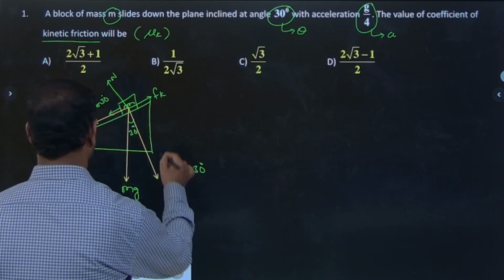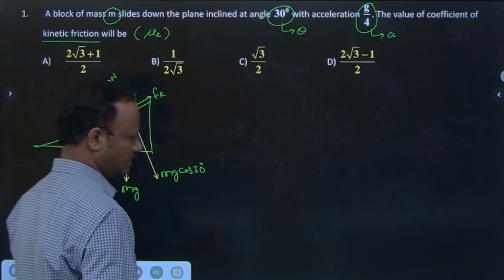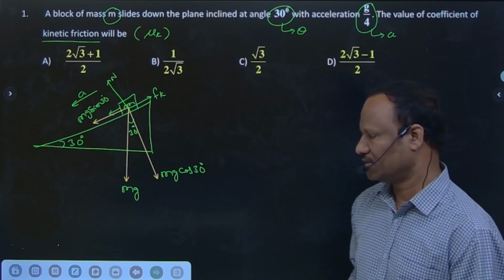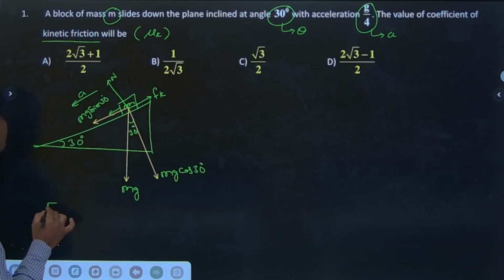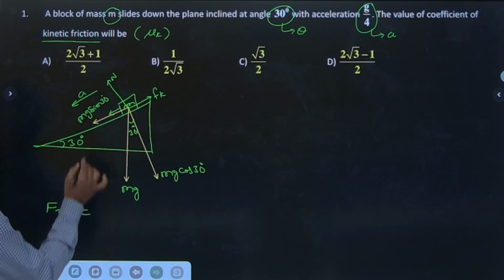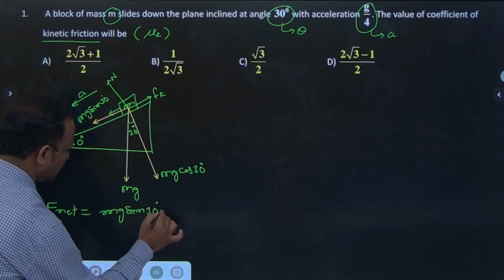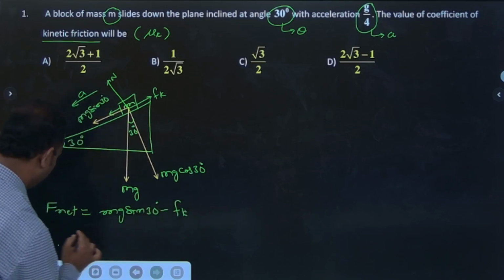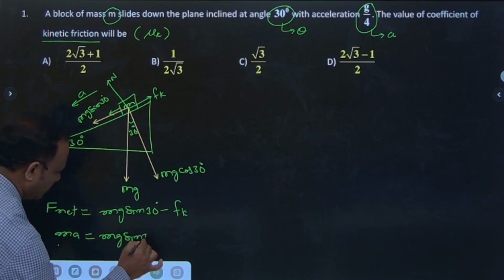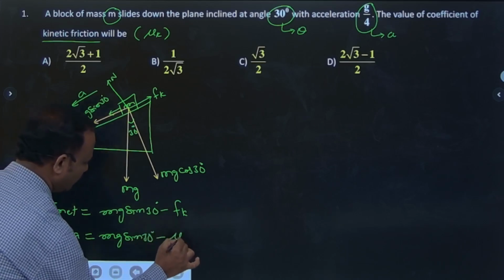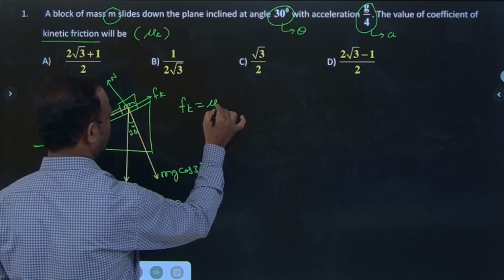Now this is the downward acceleration, which is a, and its value is given as g by 4. So for the net force, F net is equal to mg sin 30 minus Fk. F net means ma, which is equal to mg sin 30 minus Fk, that is, mu k into N. So Fk is equal to mu k into N.